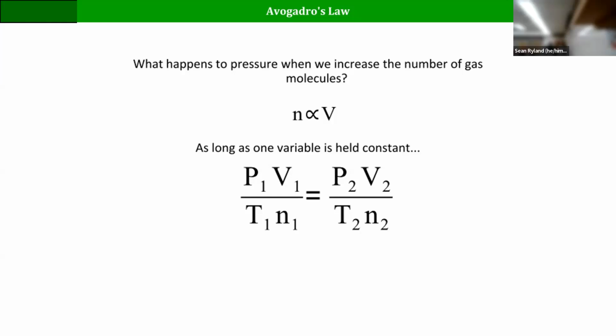Where this is useful is that, in addition to this combined form of all the simple gas laws, the ideal gas law basically just takes this and makes it so it's not a fraction. Multiply both sides by n and T, and you get pressure times volume is equal to moles times R times temperature in Kelvin, for any gas.